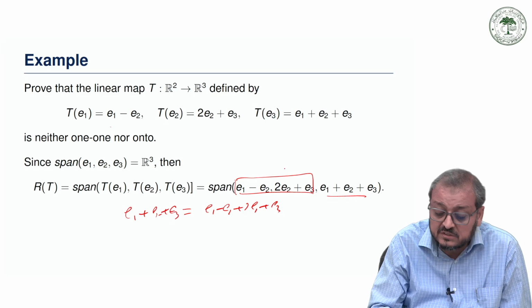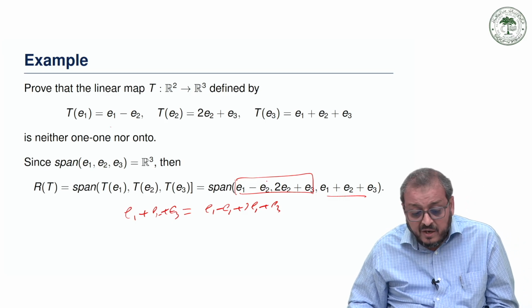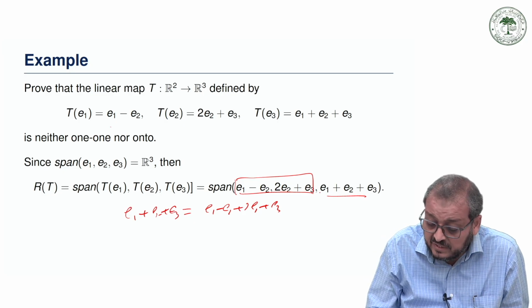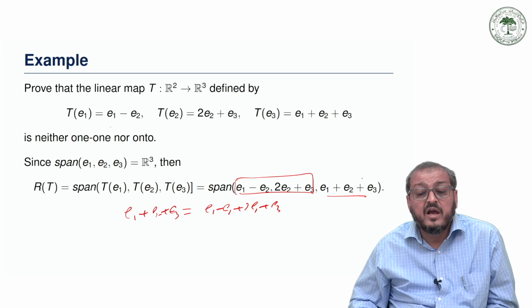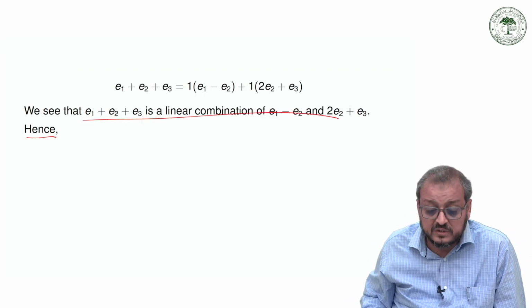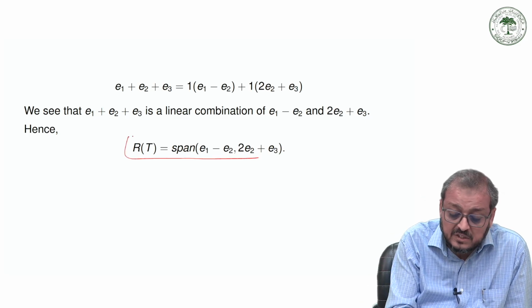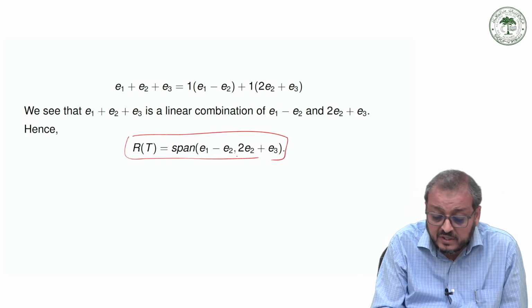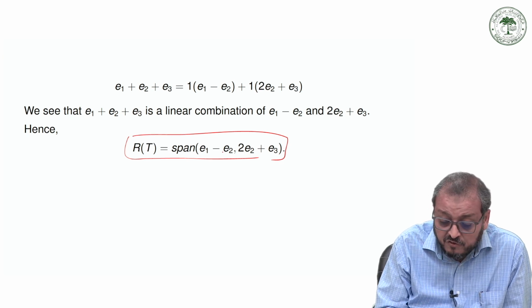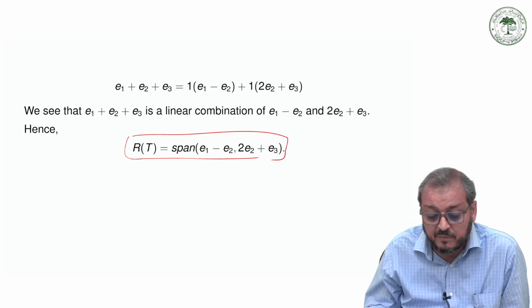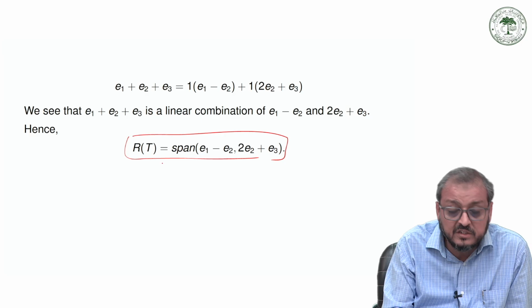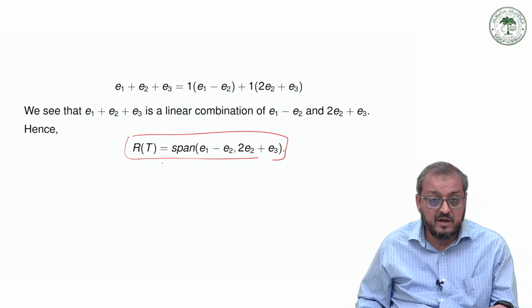That means these three vectors are linearly dependent. If they are linearly dependent, one can be excluded, so this vector is a linear combination of these two vectors. So R(T) is equal to the span of these two vectors, E1 minus E2 and twice E2 plus E3, and these two vectors are clearly linearly independent. This means the dimension of R(T) is equal to 2, and R(T) is a subset of R3.